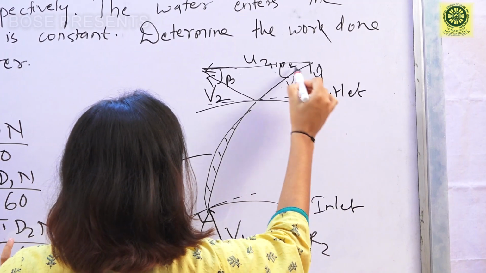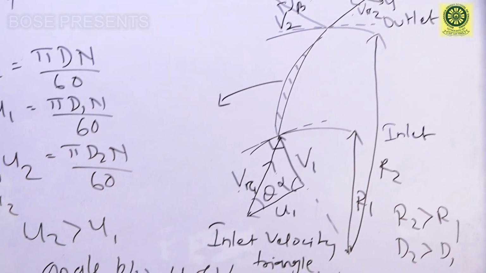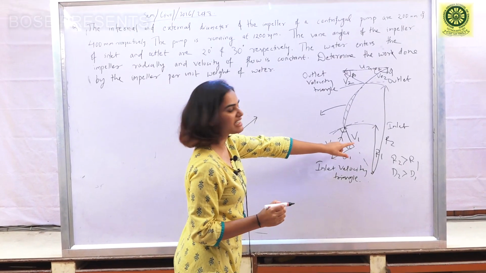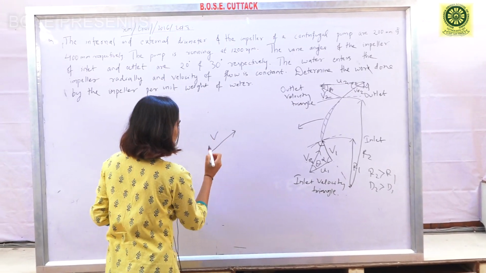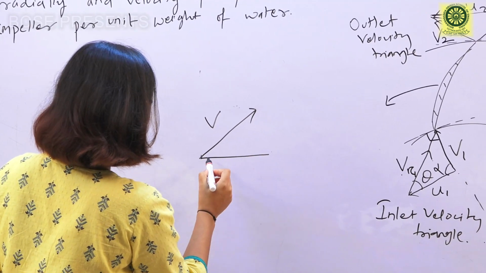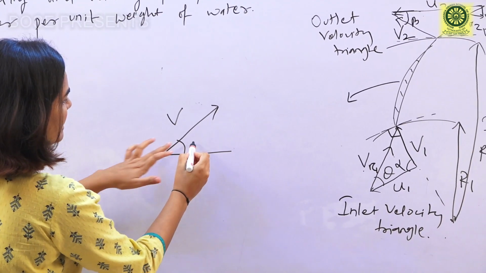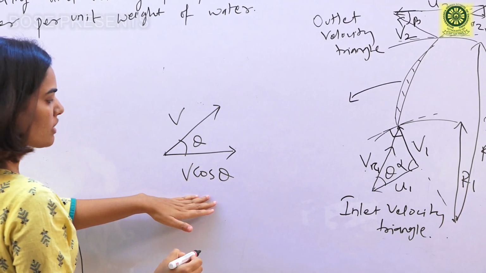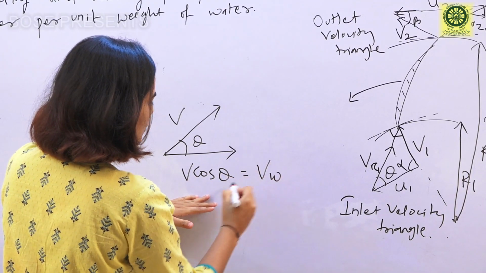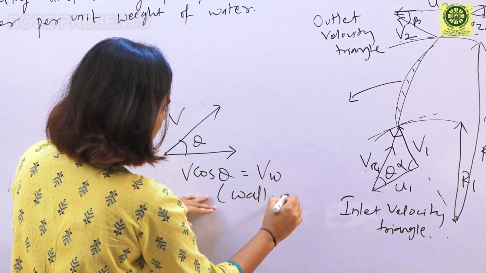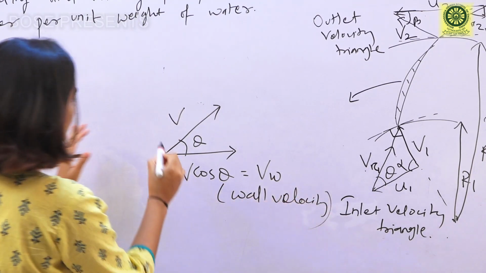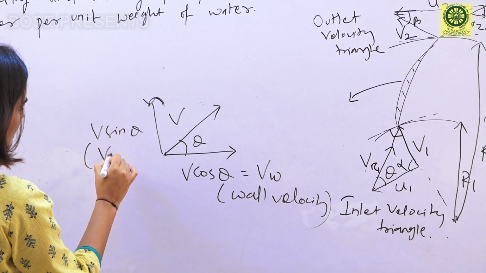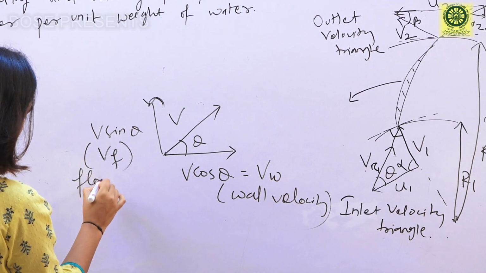Another important thing is this absolute velocity V, that is V1 or V2, which can be split into two components. The first is V cos of the angle, also denoted as Vw, which is called whirl velocity. Similarly, V sin of the angle is also denoted as Vf and called flow velocity.